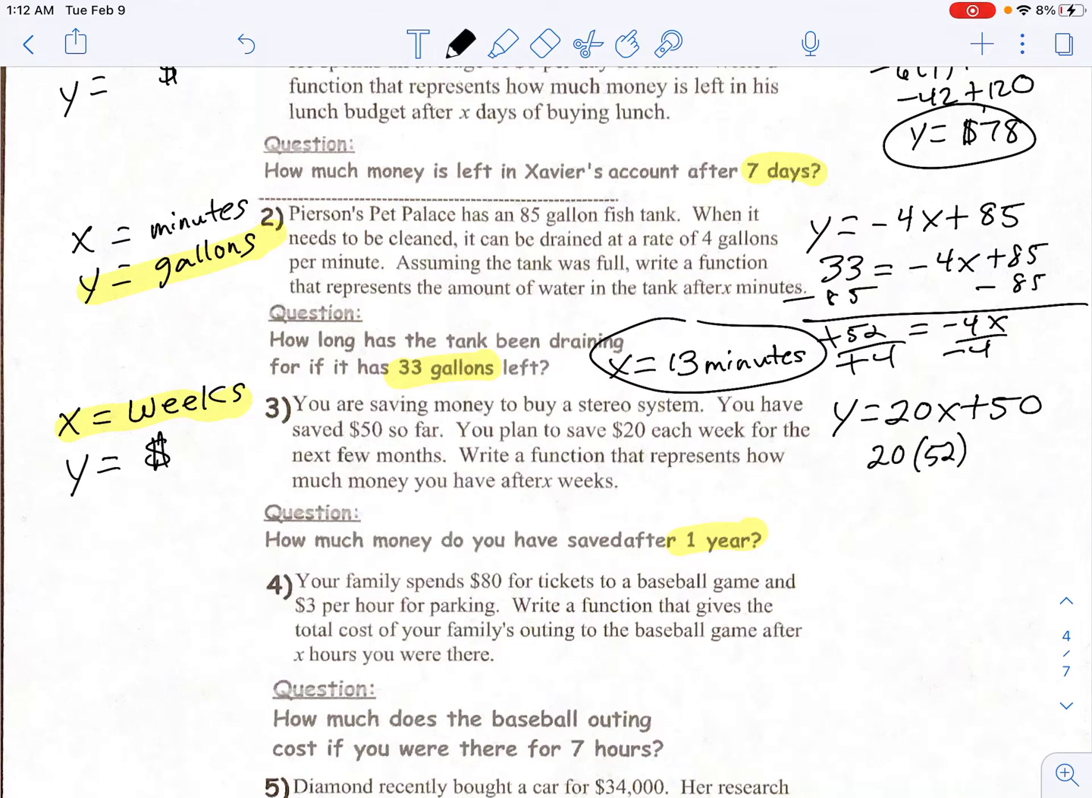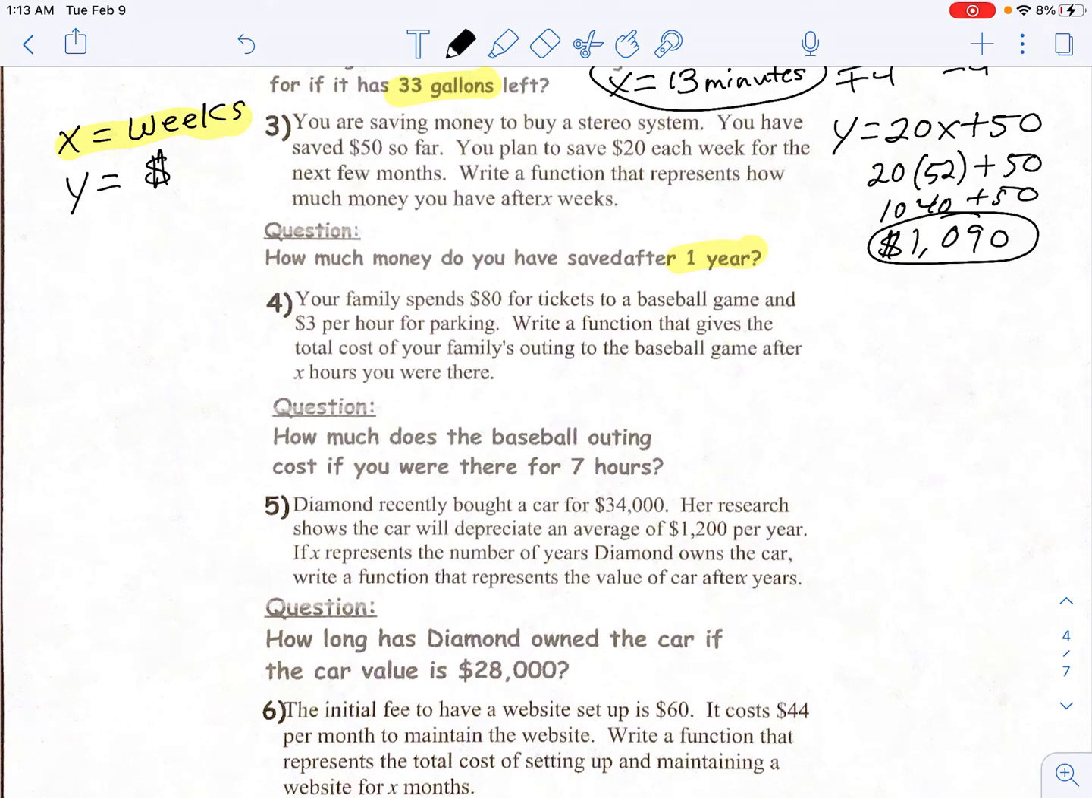So we plug in 52 weeks, for 1 year, in for X, because that's the label it's going to be associated with. So we've got 20 times 52, which is 1,040, plus 50. So our answer is $1,090.